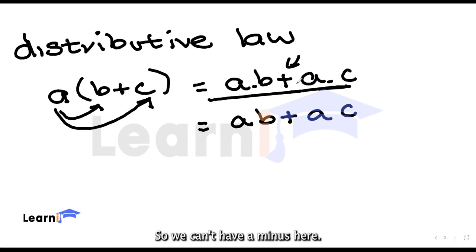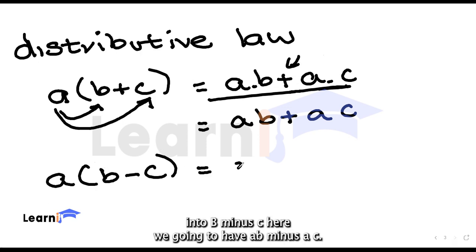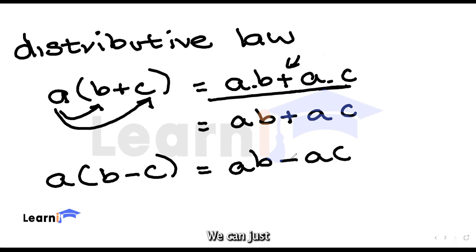So we can't have a minus here, but you will get minuses sometimes. If we have A into B minus C, here we're going to have AB minus AC. Now remember, we don't have to put the dots in all the time. We can just appreciate that these are just single terms.